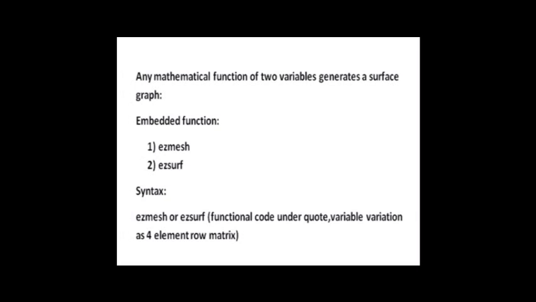So the syntax is ezmesh or ezsurf, under first bracket, functional code under quote, comma, variable variation as a 4 element row matrix.